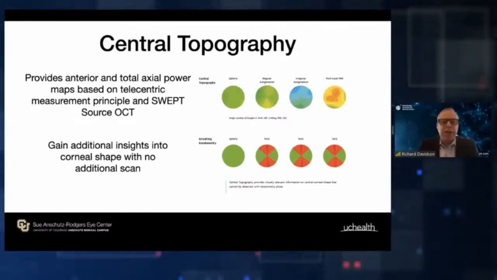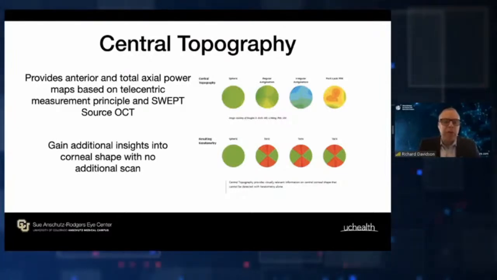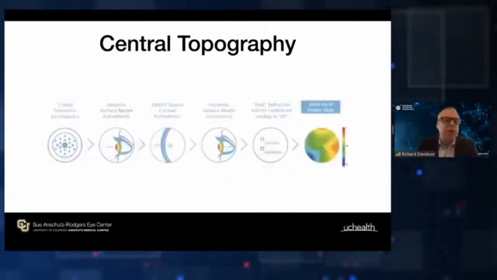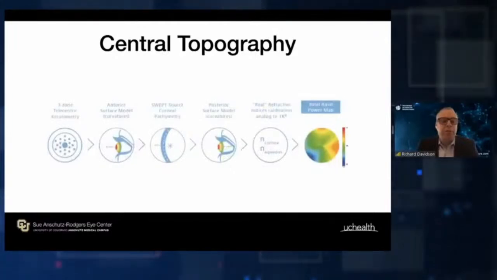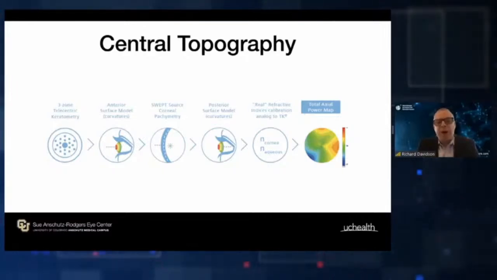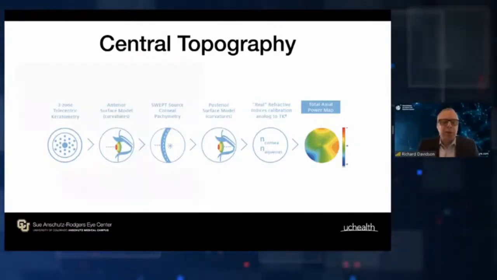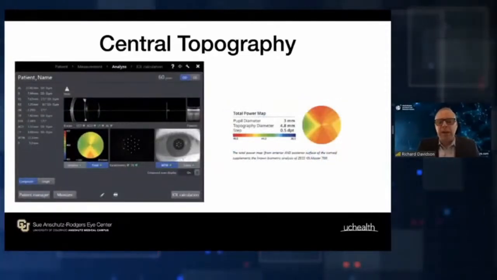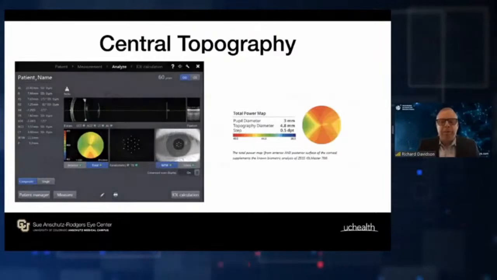This technology does not get rid of the use of other mechanisms altogether, meaning I would still advise using your Scheimpflug or your placido disc, whatever it is that you use, but you can get a very good look at the central topography. And it works by using the telecentric keratometry, making an anterior surface model, then using the swept source OCT, measuring pachymetry, modeling the posterior surface, and then it formulates to get the total power of the cornea. So it's a very nice way with one scan to really increase your efficiency. And this is just an example of what the scan looks like. And here's a total power map of the cornea.